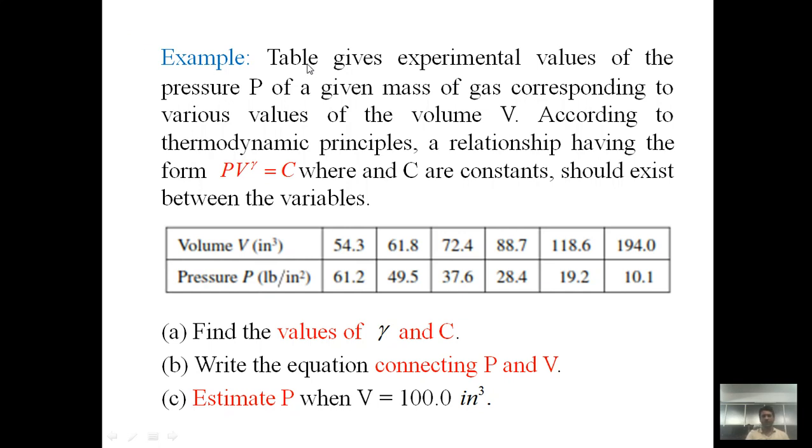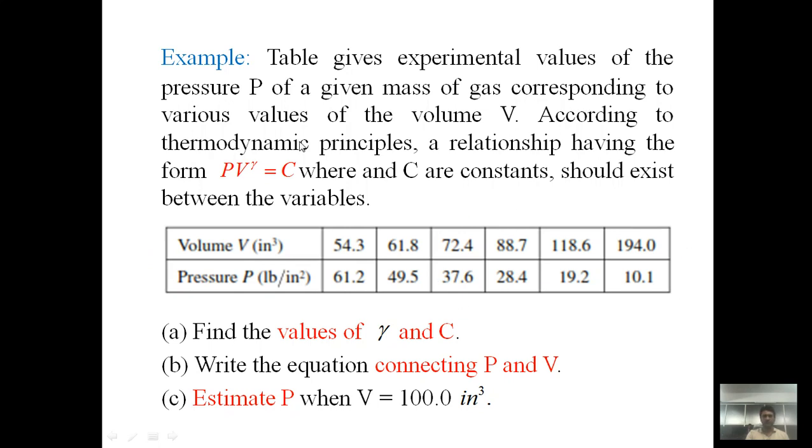Say the below table gives experimental values of the pressure P. The second row represents the pressure P of a given mass of gas corresponding to various values of the volume V. So volume V is represented by the first row and the corresponding pressure is given in the second row. So some data is given. These are the experimental data of some experiment where volume and pressure are two random variables, and we have to observe some observations.